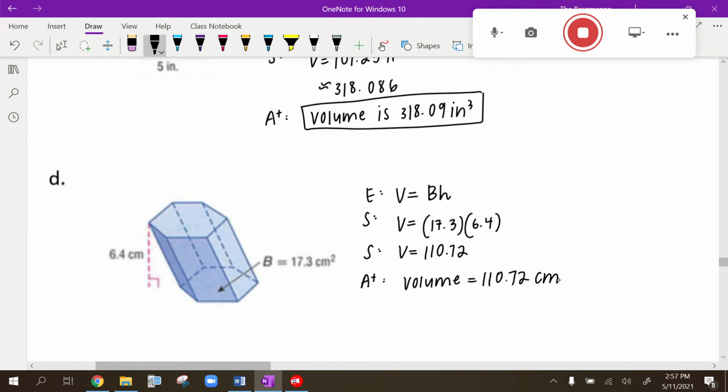110.72 centimeters cubed. Now let's pause for a minute on these problems and think about what does this mean. Basically what this means is that you could take 110 plus a little bit more of 1 centimeter by 1 centimeter cubes and fit them inside of this prism. So a little more than 110 of these cubes that measure 1 centimeter by 1 centimeter by 1 centimeter can fit inside here.